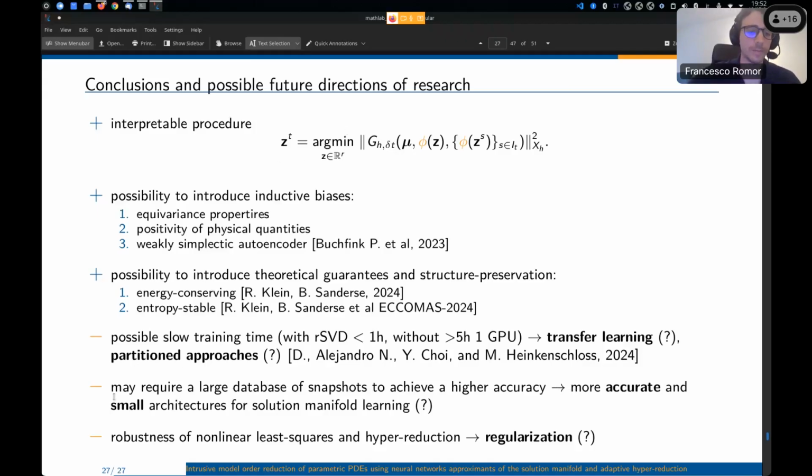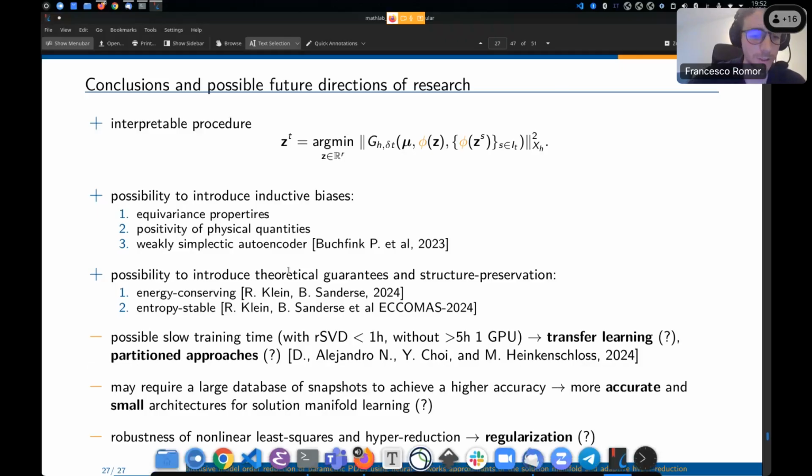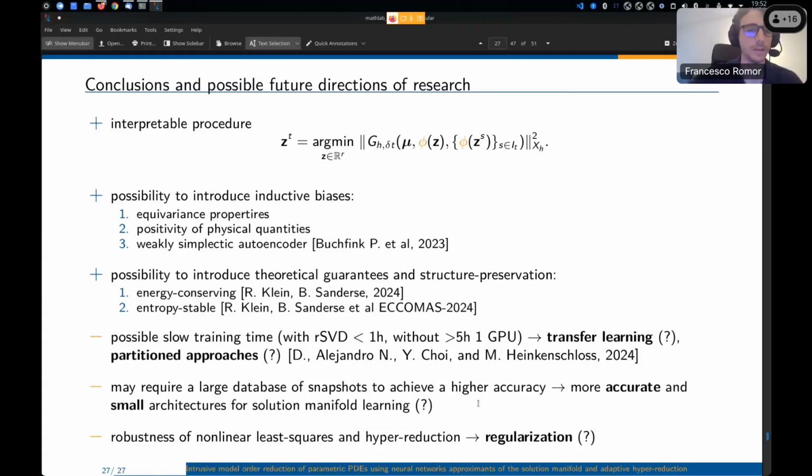And of course, there is the problem of hyperreduction that sometimes is not very robust. So you may want to work on the robustness of the nonlinear least squares methodology itself, and including how hyperreduction is performed. And maybe approaches include regularization, for example.